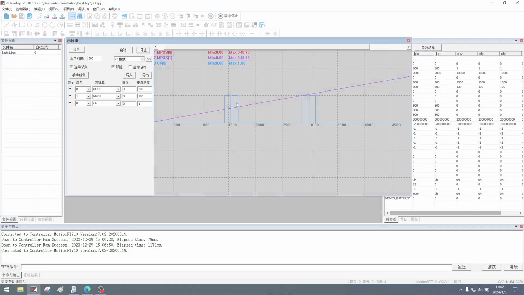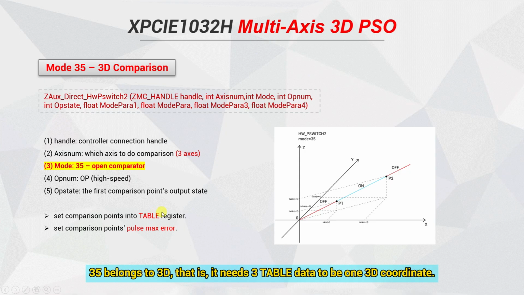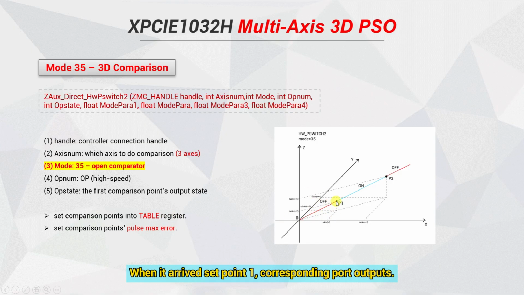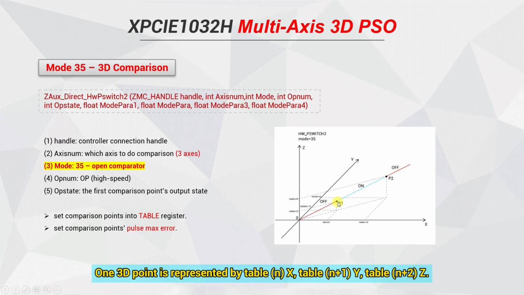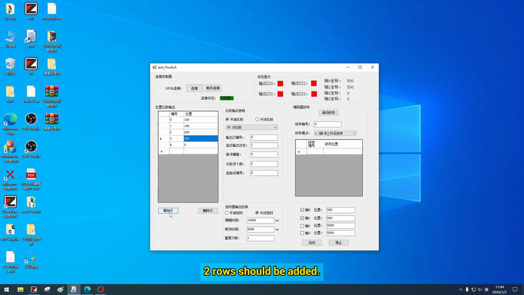Next, 3D comparison modes. Mode 35 at first. It is the same as mode 25. 35 belongs to 3D, that is, it needs 3 table data to be one 3D coordinate. The principle is also the same. When it arrives at set point 1, the corresponding port outputs. At the next point, it is turned off. One 3D point is represented by table n as x, table n plus 1 as y, table n plus 2 as z. Choose 3D mode 35. 2 rows should be added, because 3 data means 1 point.